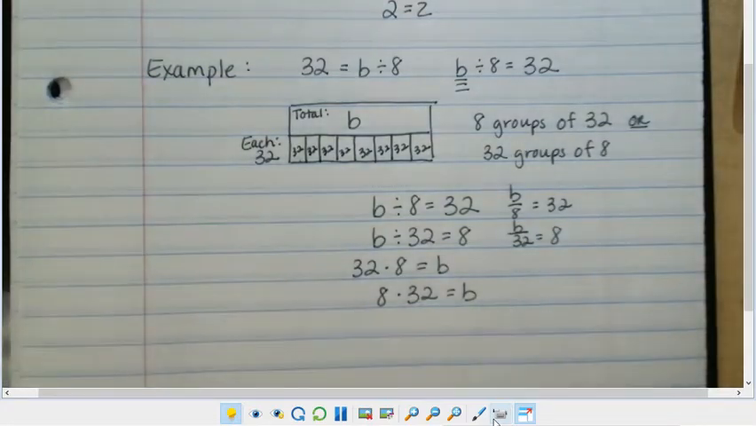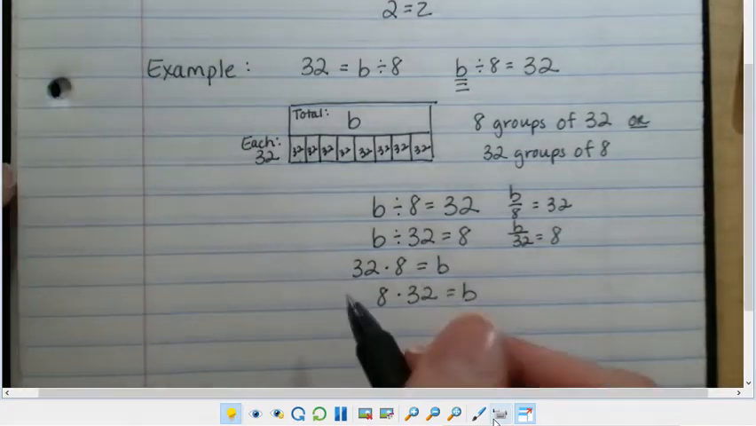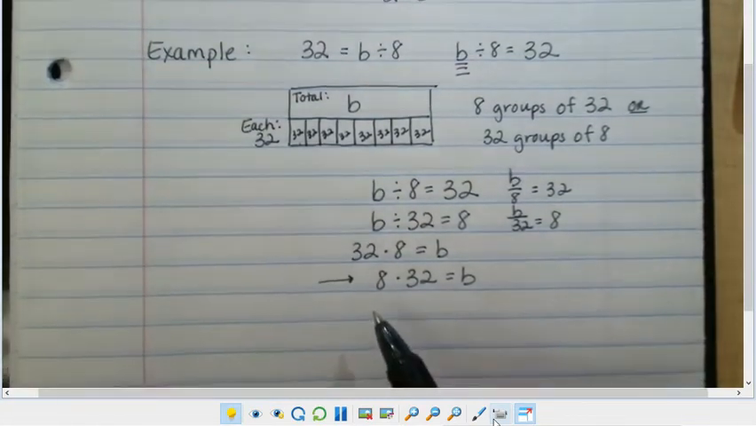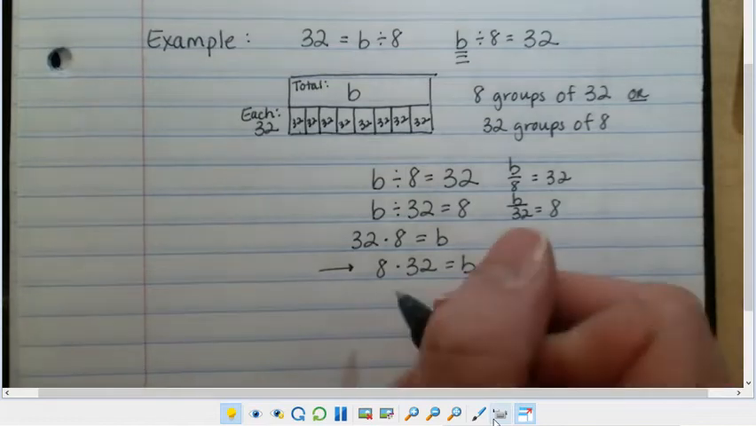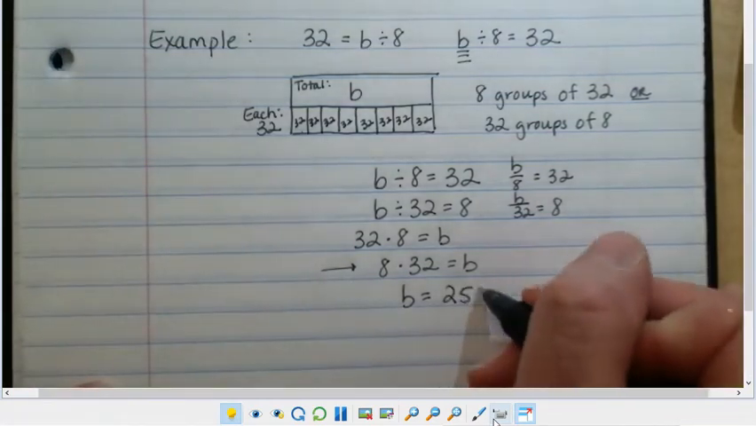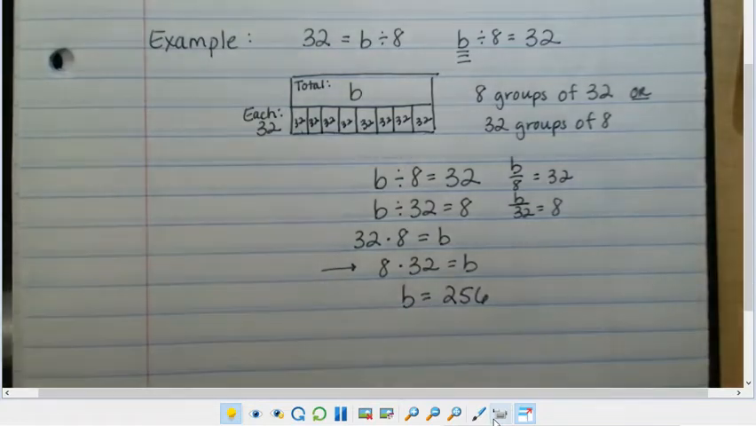And so then you just have to solve for what b is. Well, this equation sets it up nice for us all on one side, so I don't have to move anything. So just to figure out what 8 times 32 is, and if I figure out 8 times 32, I should get 256.